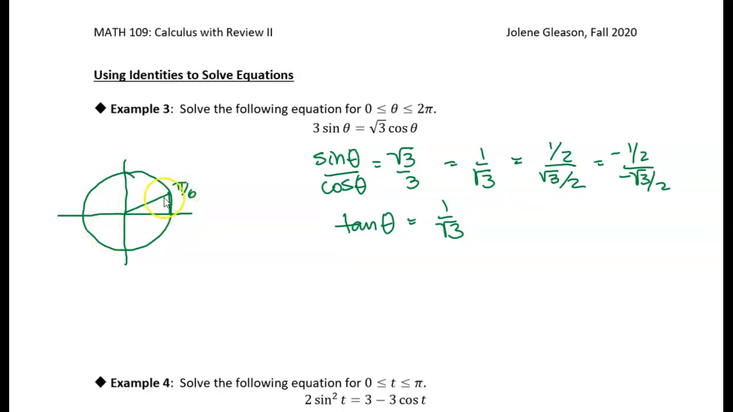All right. Now, the other one is over here that has that same tangent value, because this would be the case where we have a negative cosine, or negative sine and negative cosine. And this angle over here is 7 pi over 6. Okay. And so the cosine is a negative square root 3 over 2, and the sine is a negative 1/2. So it also has a tangent value of 1 over the square root of 3. So my two theta values are pi over 6 and 7 pi over 6.